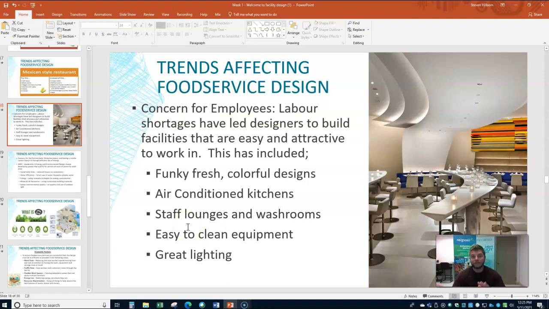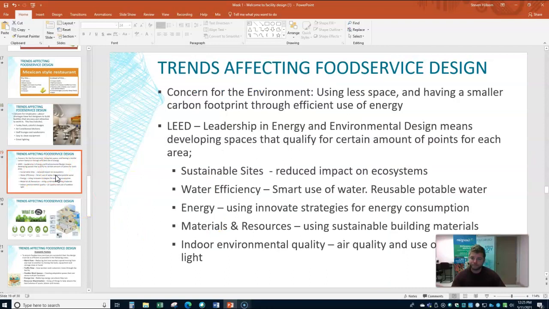And what we've realized as operators and owners is that the investment into the design of that property, regardless of what it might cost you, will always pale in comparison to the amount of money that you would otherwise lose if you always have to keep hiring new staff and trying to train them because you can't hold on to them. So it's a huge trend affecting food service design.